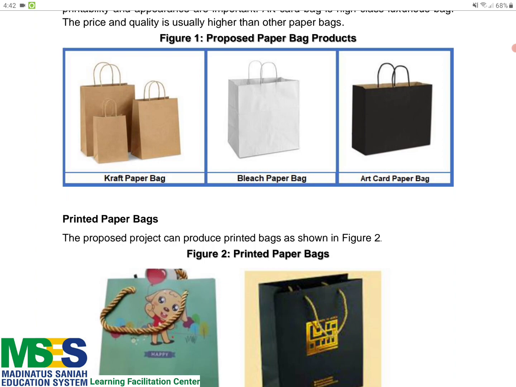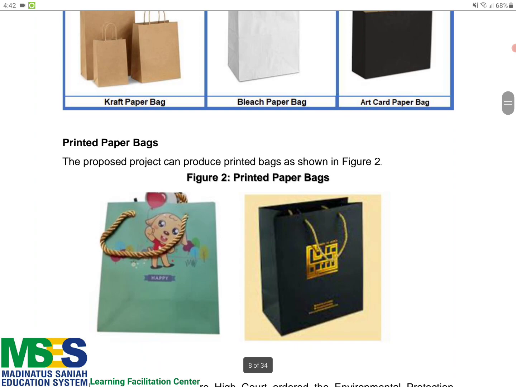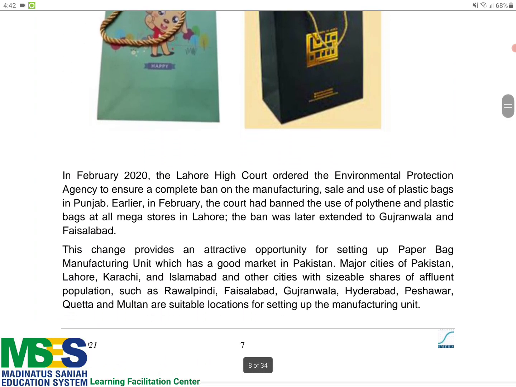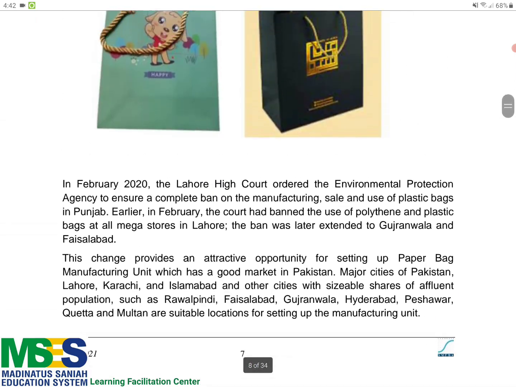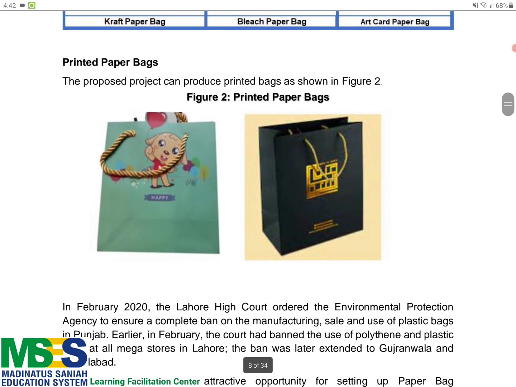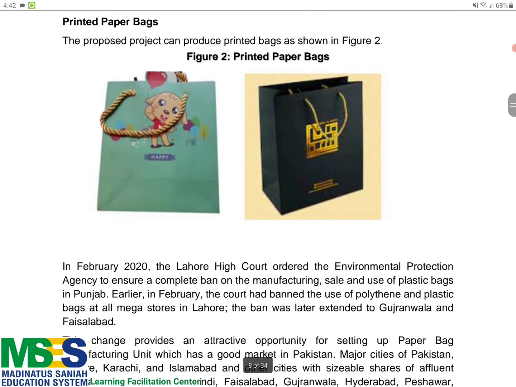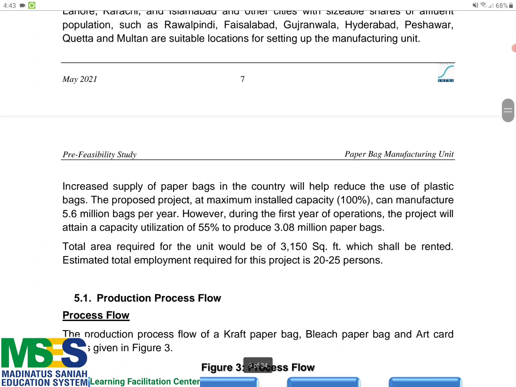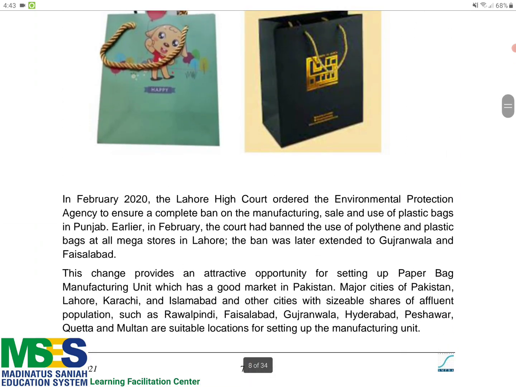We sell, in figure 1, we are seeing the craft paper bag. The first is craft paper bag, and second is village paper bag, and third is art card paper bag. Okay, so there are different kinds of paper bags, and there are further paper bags on the next image. These are the printed paper bags. So you can print the names or logos of the companies on the paper bags.